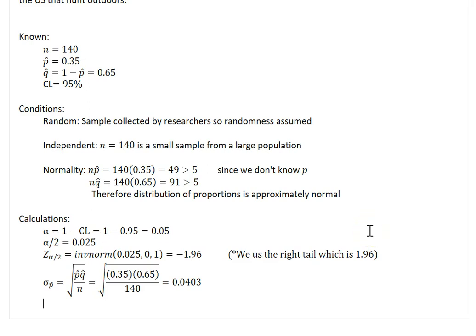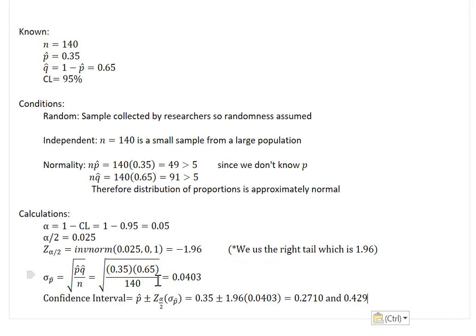Okay, now I'm ready to do some calculations with this. I have my standard error, I have my critical value, my z-score, and I have my P hat. So I can throw all of that together to find my confidence interval: P hat plus or minus the z-score times my standard error. So I just plug in the values that I've calculated one at a time. And when I plug these in, I'll get out 0.2710 and 0.429 as my values.